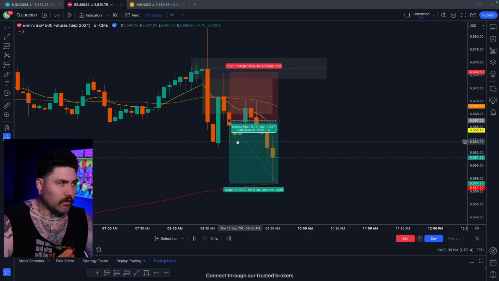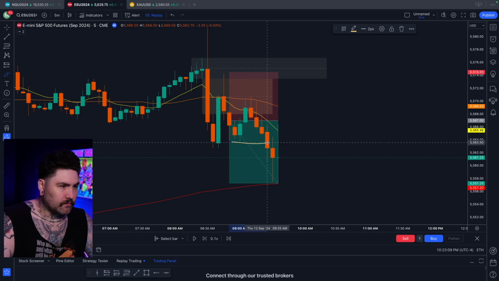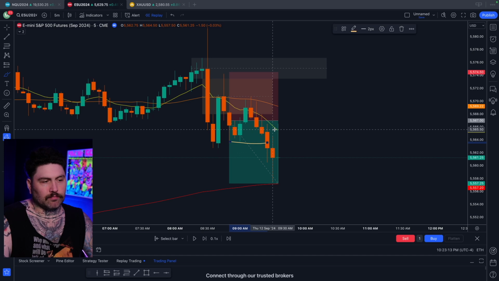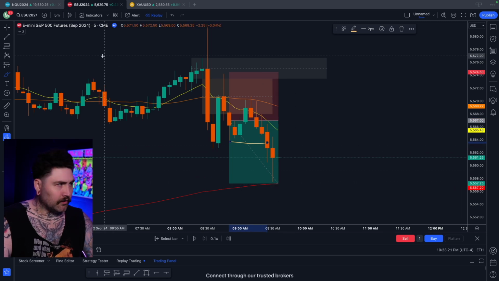After it broke this low right here, I would have moved my stop to break even just to play it safe, but it was reacting very nicely to the 13 EMA. And like I said, it wanted to go to the 200.